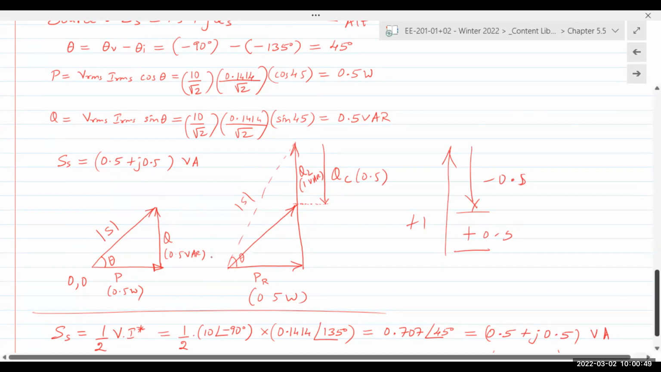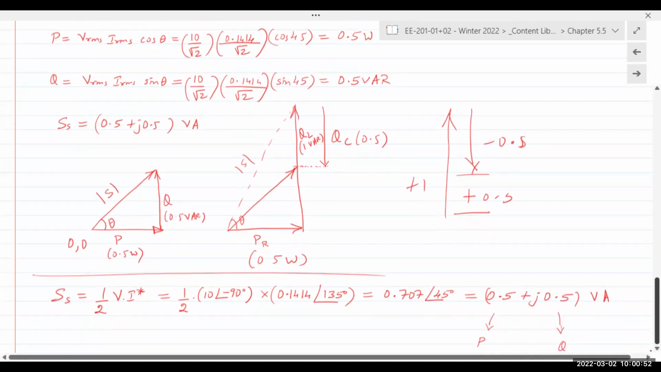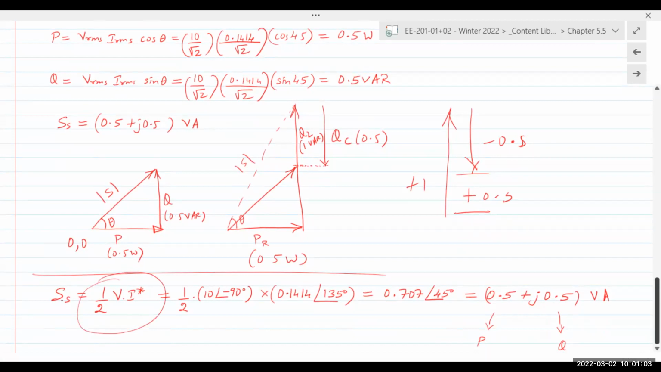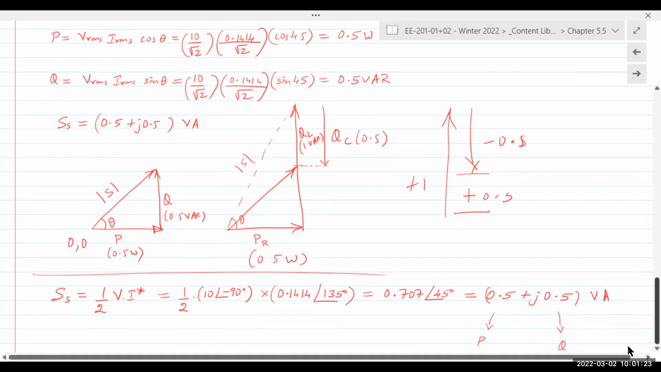One final method is this. You have a third equation that you can use: S is equal to half V I asterisk. That asterisk denotes the complex conjugate of that quantity. Complex conjugate simply means you invert the sign of the imaginary part. If it is A plus jB, it becomes A minus jB.